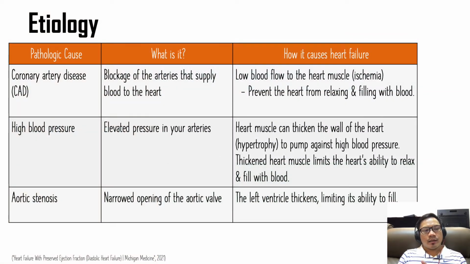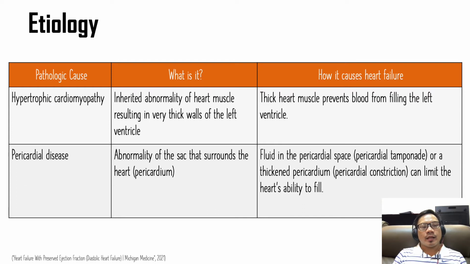For example, the patient has a history of coronary artery disease, which slows blood flow to the heart muscle, causing ischemia. It prevents the heart from relaxing and filling with blood. Then there is high blood pressure, or hypertension, and aortic stenosis, where the left ventricle thickens, limiting its ability to fill. Other causes are hypertrophic cardiomyopathy and pericardial disease.